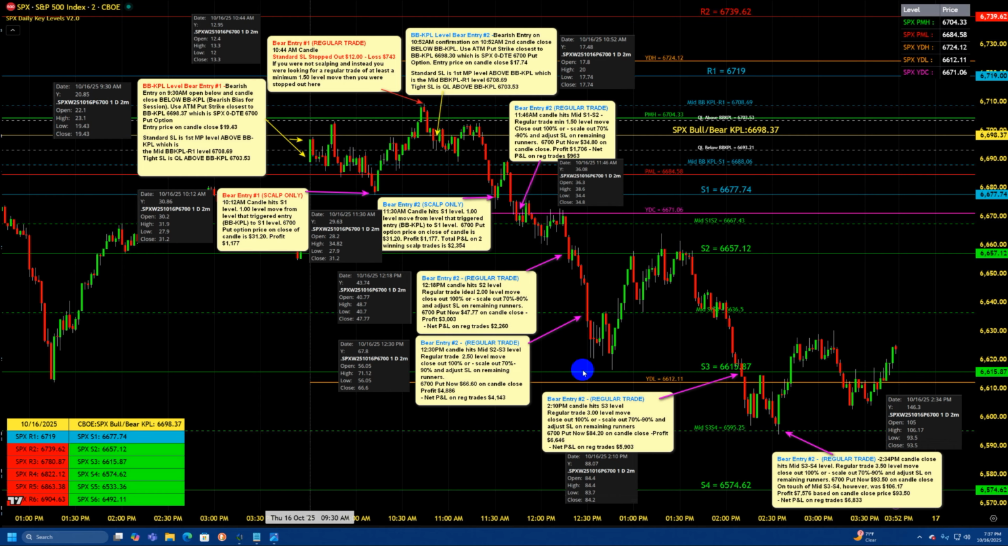As you can see later on, it did stop short of S3, but then later on we did get a trade through. We also got price to briefly go down and probably take out a whole bunch of people's stops that were down here who were holding positions from yesterday, and then we had a move back up.